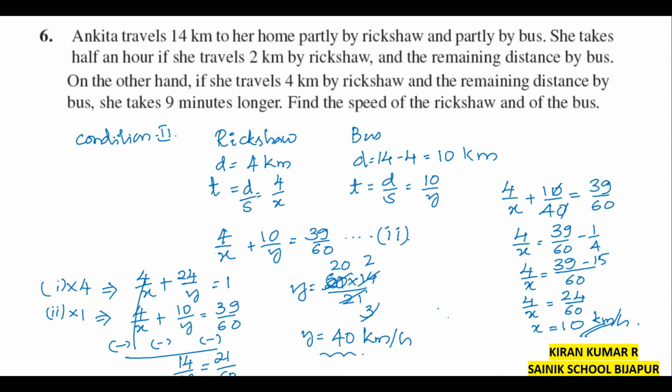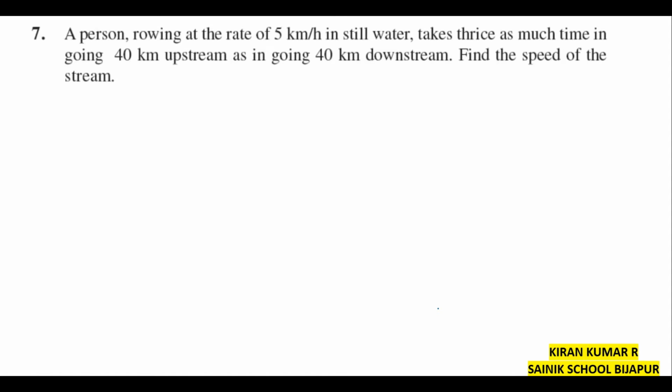Let us take up question number 7. Question number 7 is: a person rowing at the rate of 5 km per hour in still water takes thrice as much time in going 40 km upstream as in going 40 km downstream. Find the speed of the stream.